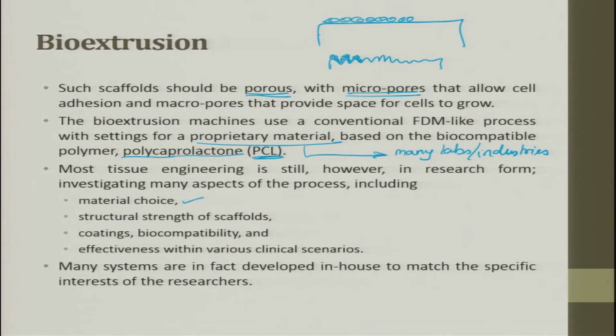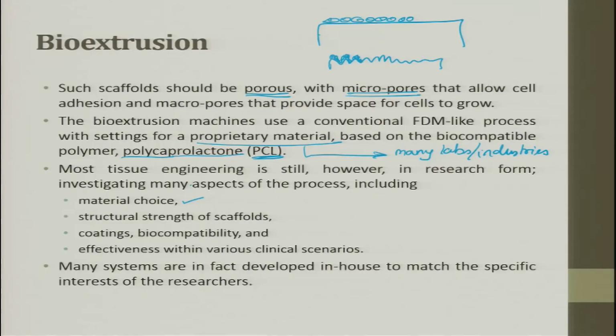Depending upon the customer requirement, the material choice, the material adding and deleting can be done. Today, the technology of the process engineering has gone to such an extent that they decide what to add and what not to add. They can functionalize, they can coat, whatever they want they can do. Next is structural strength of the scaffold, then coating and biocompatibility can be done, effectiveness with various clinical scenarios. So, these are some of the aspects which are done.